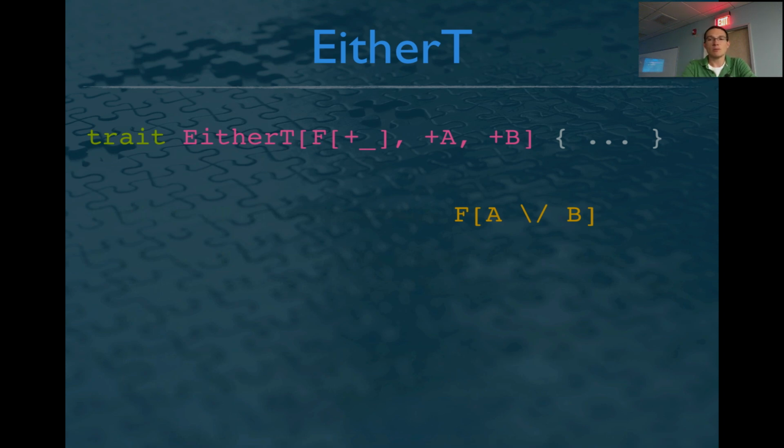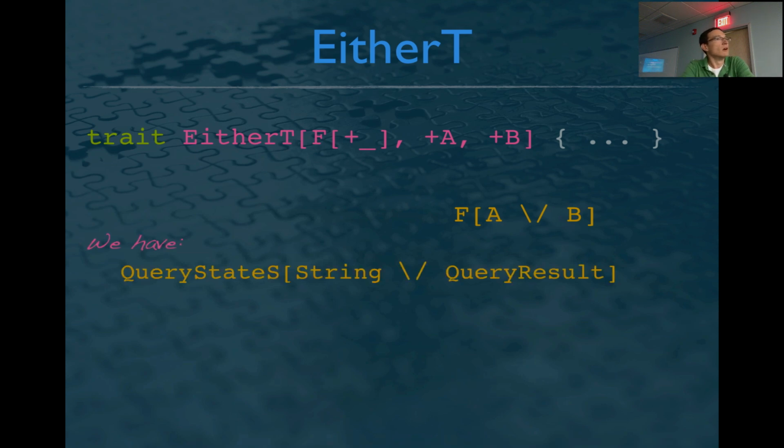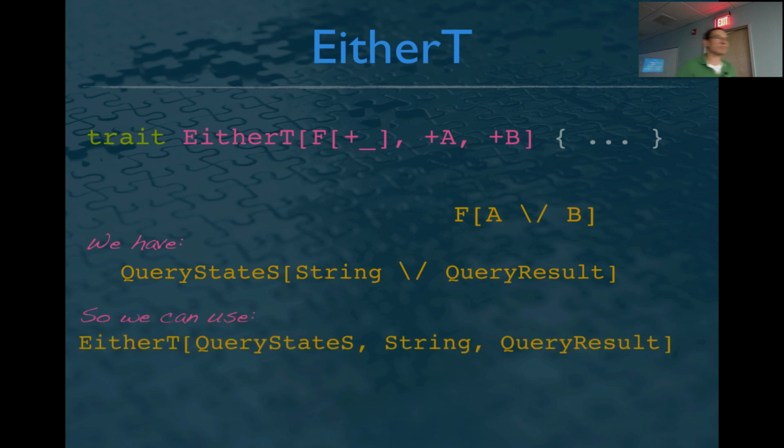So I said EitherT wraps an F of A or B. What do we have? We have QueryState S, and then we have a string or query result. Now QueryState S, remember, because we have that type alias, remember what I said earlier, if we fix the state type, then the resulting partially applied type constructor is a monad. So we have a monad for F, and we have an A and a B. So we can represent that like that.